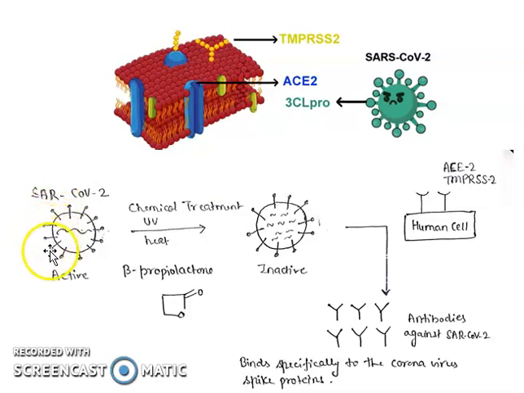So basically what is this? We have a coronavirus. This is the nucleotide and these are the spike proteins. We can give three types of treatment, that is chemical treatment, UV treatment or heat treatment. These treatments are given to destroy the nucleic acid inside it so that it won't be able to replicate itself. So basically what we use is beta-propiolactone. The structure is shown here.